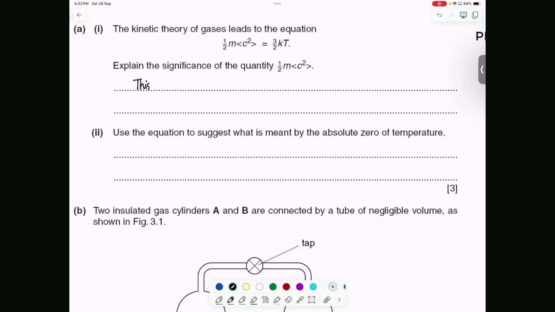this is the average translational kinetic energy of the particles in a gas. Translational means movement, okay? They normally provide that in a mark scheme, not mandatory, but I think it's safer because kinetic energy can be of multiple types, right? Do you remember which are the types? Rotation, yeah, rotation, vibration, translation. Okay, so this is the average translational kinetic energy of particles in a gas.